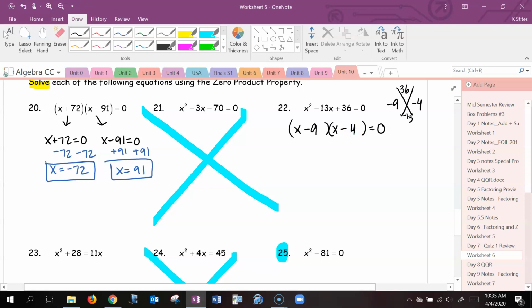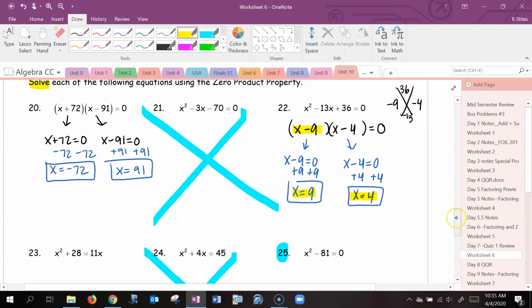Once I have this, that was the factoring step. Now I'm going to solve it. I solve it by just setting each piece equal to 0. And then I can add my 9 over and get x equals 9. Notice I have the opposites here. And I can add my 4 over, and x equals 4. And again, these are representing your zeros or your x-intercepts of your parabola.